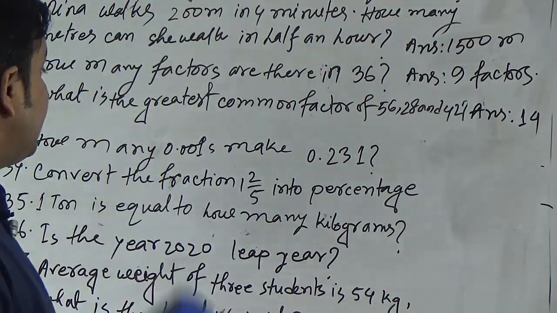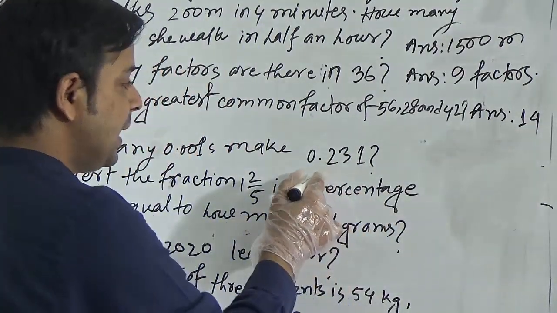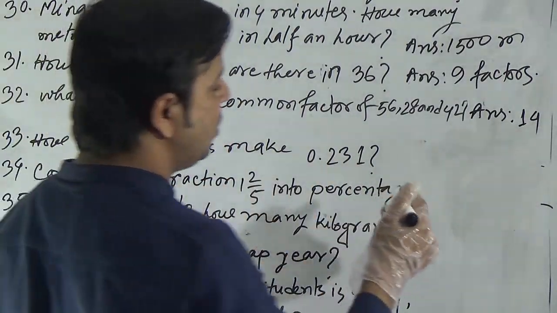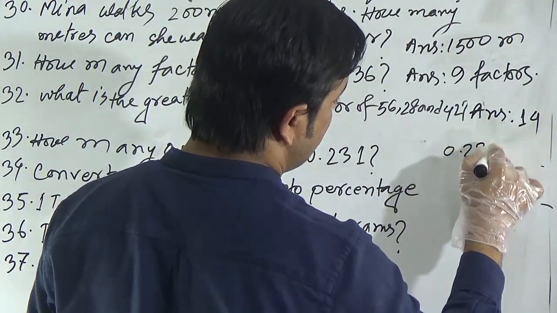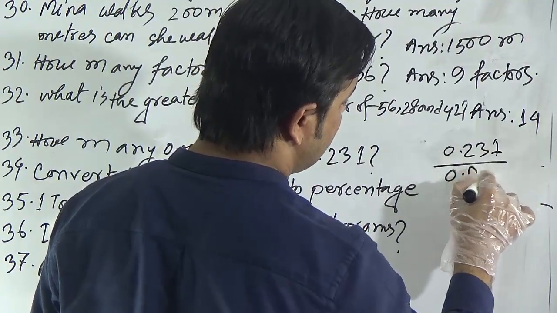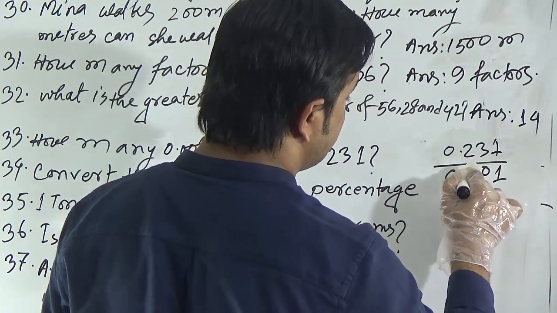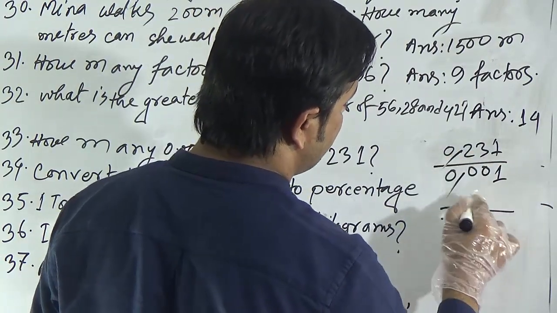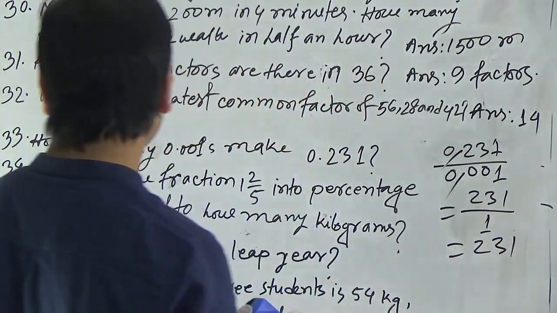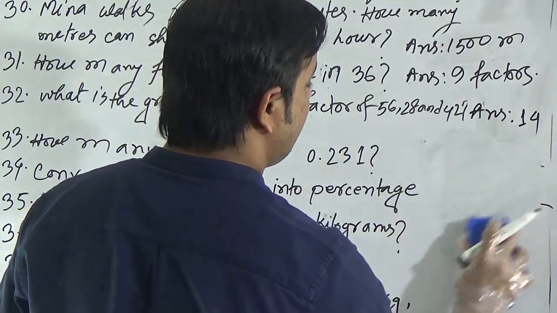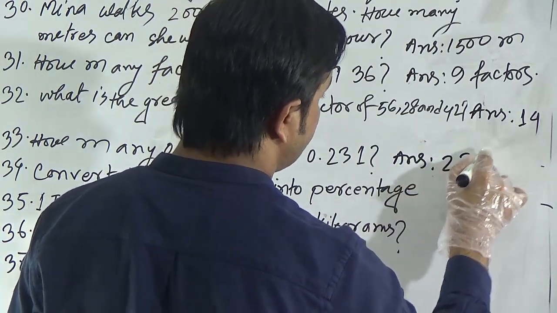How many 0.01s make 0.231? So we have to divide 0.231 by 0.001. As the number of digits after the decimal are equal, we can remove the decimal. We can write 231 divided by 1. It means 231. So our answer is 231. Our required answer for this question is 231.